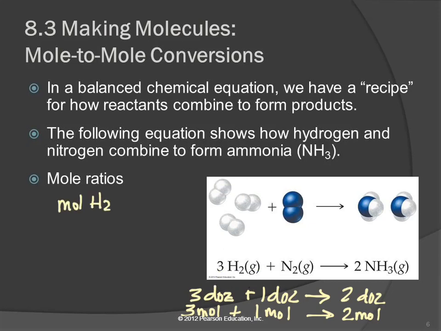So moles of H2 over moles of N2. If we want to know what that ratio is, we just look at the equation. So in front of H2 is the number 3. So then in our mole ratio, we'll put the number 3. We didn't write the 1 because chemists don't like to write the number 1, but that would be a 1 there, wouldn't it? So this means there's 3 moles of hydrogen for every 1 mole of nitrogen. I could also turn that upside down and say 1 mole of nitrogen for every 3 moles of hydrogen.